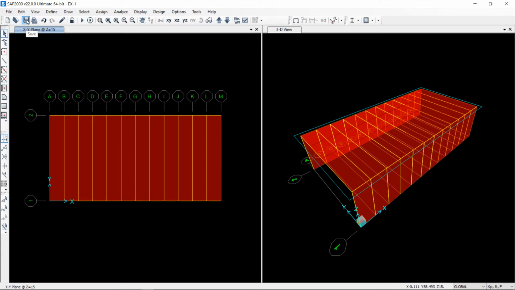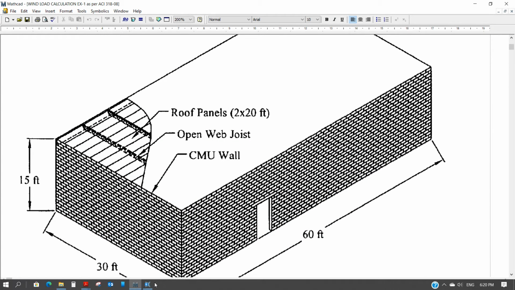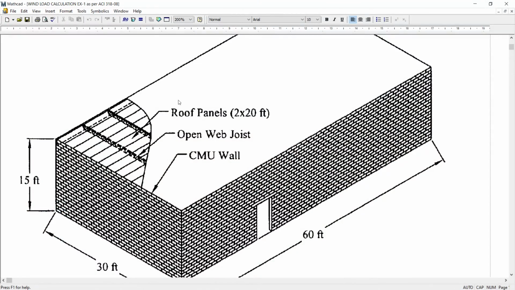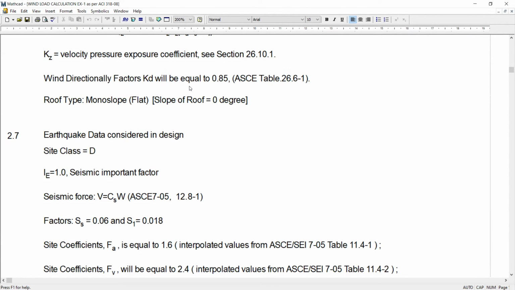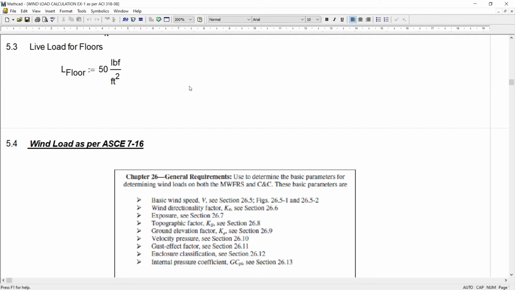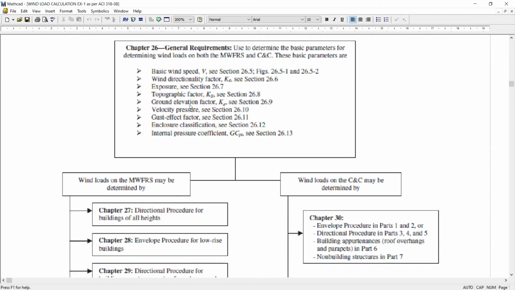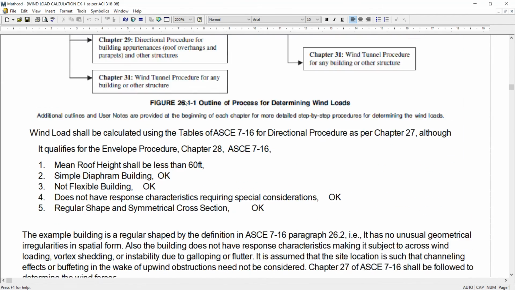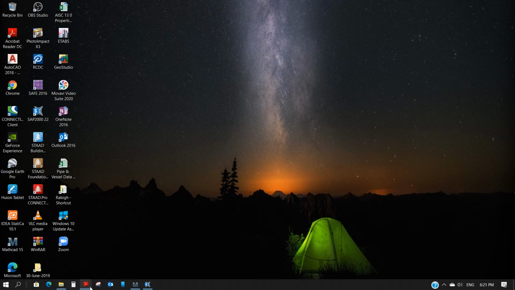Now let's go back to our calculation. We started the wind load calculation by defining the required parameters and their reference section, etc. Let's open chapter 26 for our quick reference.